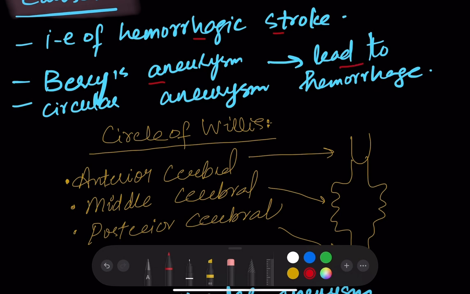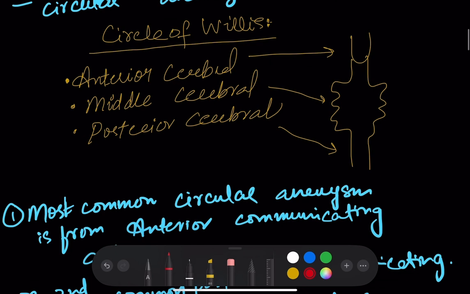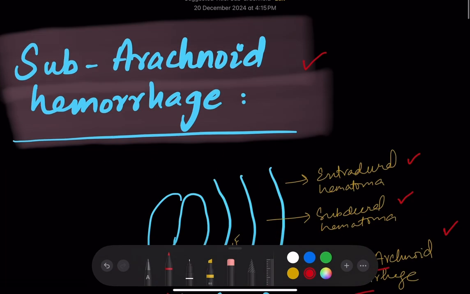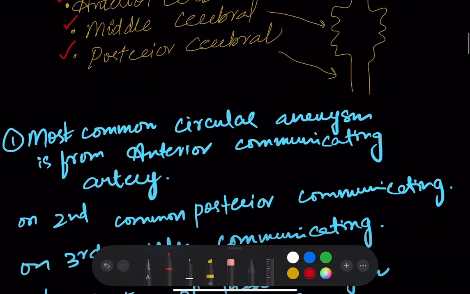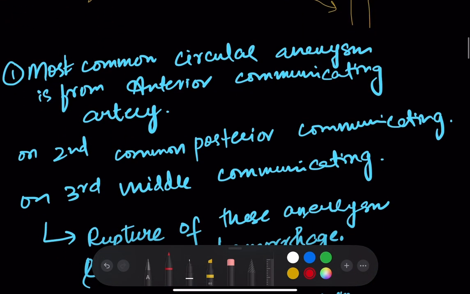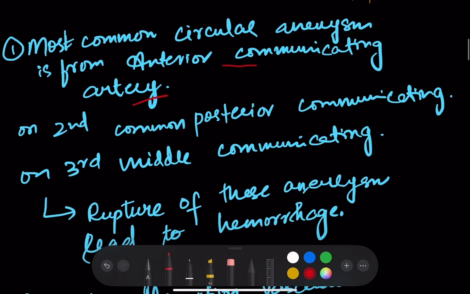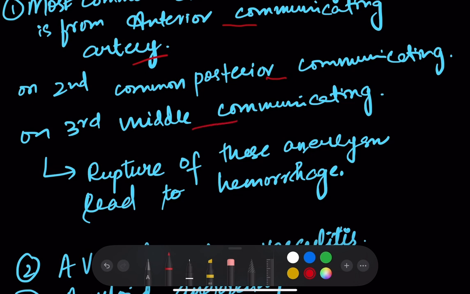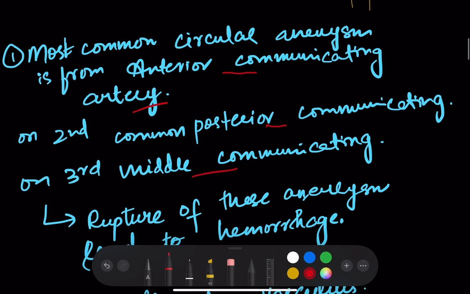hemorrhage in the brain. This is the circle of Willis and it contains the anterior cerebral artery, middle cerebral artery and posterior cerebral artery. So if an aneurysm occurs in this, then this leads to the subarachnoid hemorrhage. Now the most common aneurysm is from the anterior communicating artery, the second most common is the posterior communicating artery, and third is the middle cerebral artery. These three are the most common causes of the subarachnoid hemorrhage.